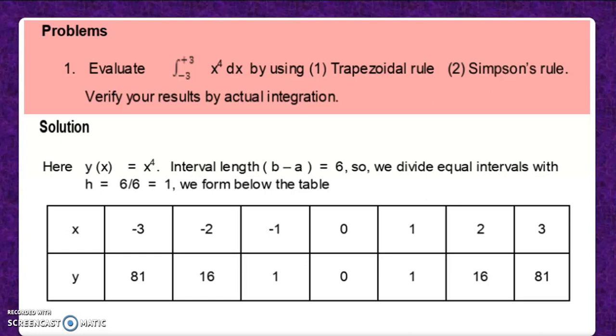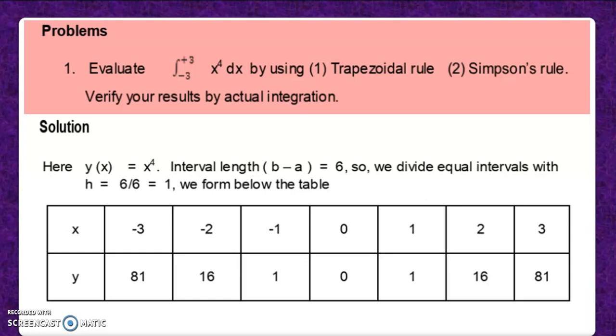So that's why we divide the total interval into an even number of subintervals. We take h as upper limit minus lower limit, whole divided by 6. That denominator 6 is n, the number of subintervals. So h is equal to 6 by 6, that is 1.